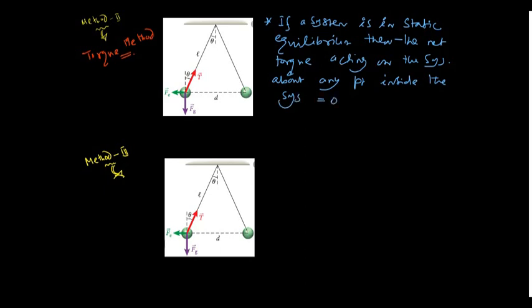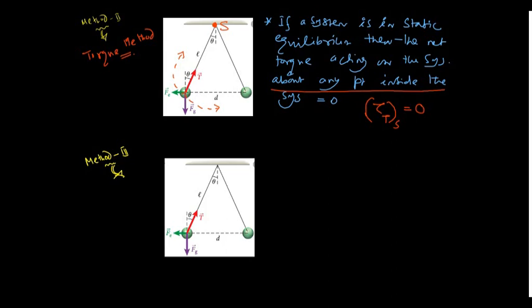We have to take it about any point inside the system. We cannot choose an arbitrary point which is lying outside the system. So here in this case, just for reference, I will take the point of suspension, let us call this point S. Tension is passing through the point of suspension, so the torque due to tension about point S will be equal to 0. So there will be only two forces providing torque: Fe trying to rotate it in that direction and mg trying to rotate in this direction. So the torque due to these two forces has to be 0.